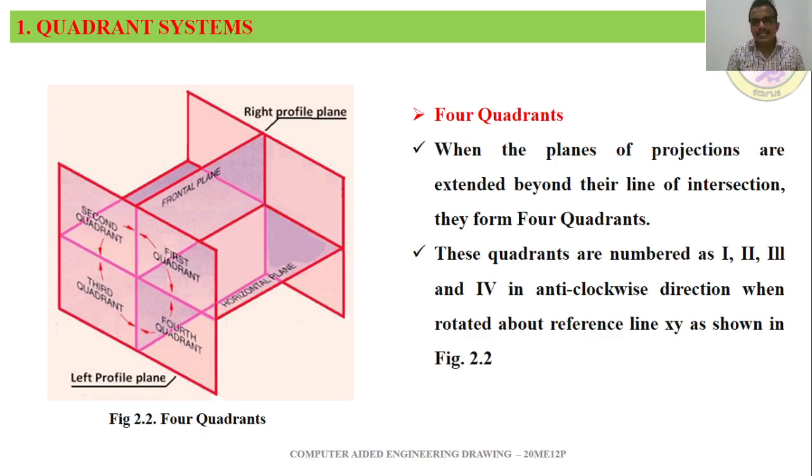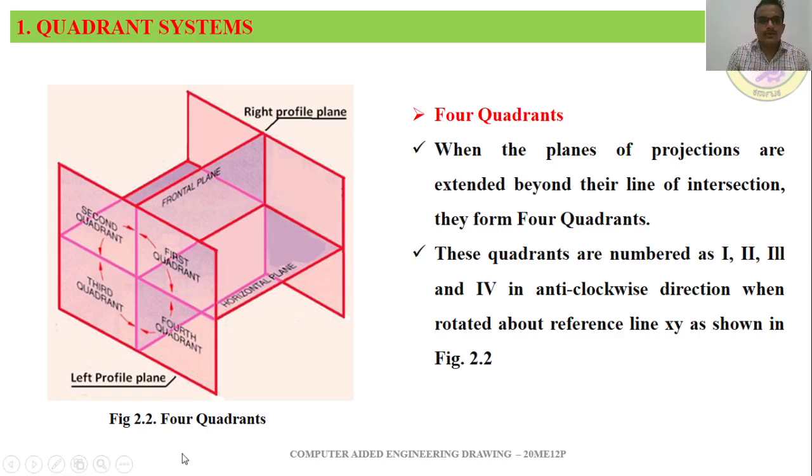Now we will understand the meaning of four quadrants with respect to engineering drawing. When the planes of projection are extended beyond their line of intersection, this word is very important, I am repeating it once again: when the planes of projection are extended beyond their line of intersection, they form the four quadrants. So these four quadrants are not formed in a different or new way. We are just extending the planes of projection beyond their line of intersection.